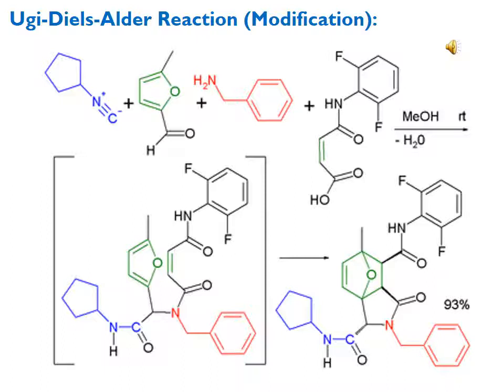Here you can see at the bottom left side the product, which is the basic Ugi reaction product. But then it moves through the Diels-Alder cyclization process, in which a diene and a monoene interact with each other, and we get a cyclized product. So this type of reaction is termed the Ugi Diels-Alder reaction.